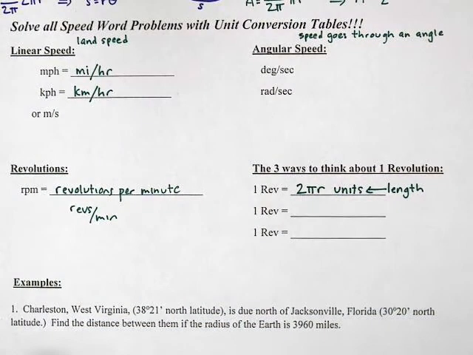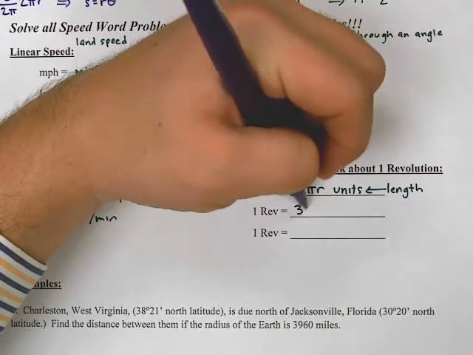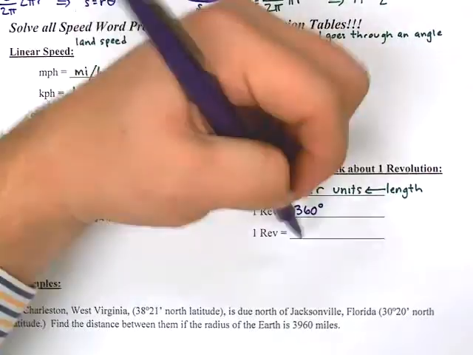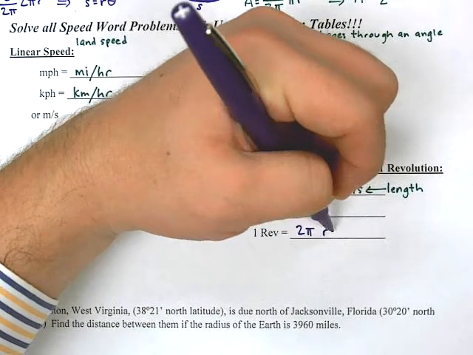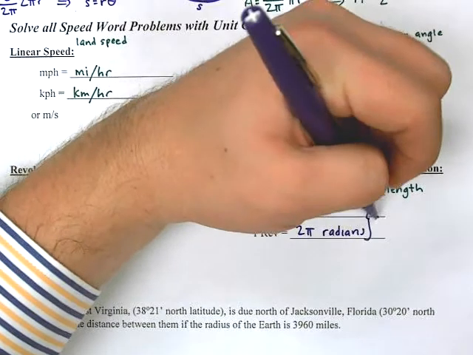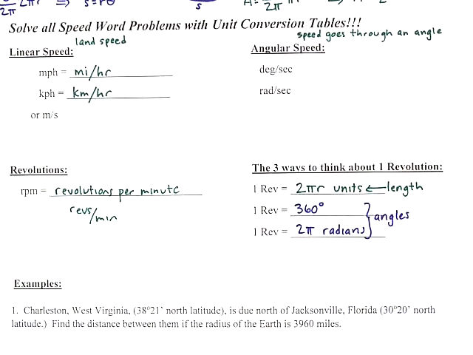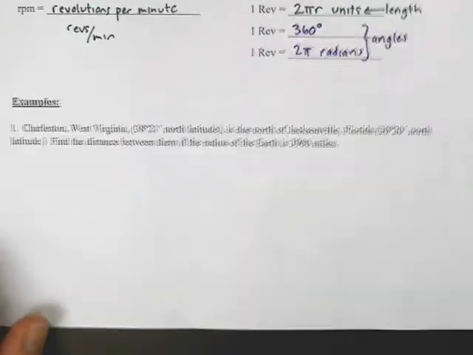Now, if we change this up and we start thinking about degrees, we can say that 1 revolution is 360 degrees, or 2 pi radians. And these we would both want to just remember that those have to do with angles. All right? So now that we've recapped some of those notes, let us go into these example problems.